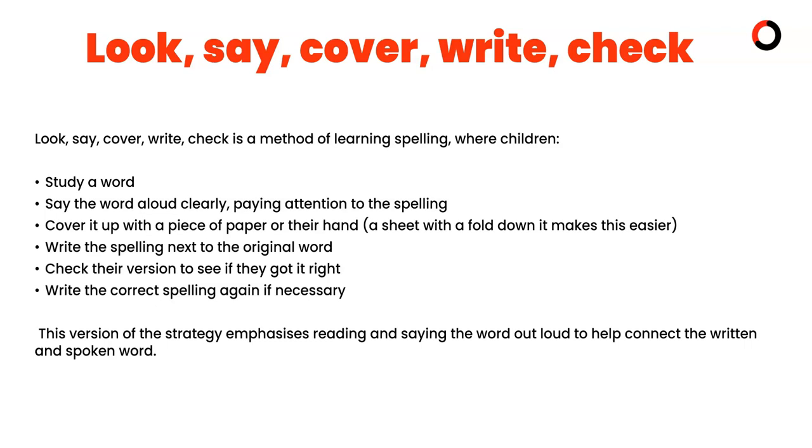The intervention is a look, say, cover, write, check method of learning spelling, where children study a word, say the word aloud clearly, pay attention to the spelling, cover it up with a piece of paper or their hand, write the spelling next to the original word, check their version to see if they got it right, correct the spelling again if necessary. This version of the strategy emphasizes reading and saying the word aloud to help connect the written and spoken word.